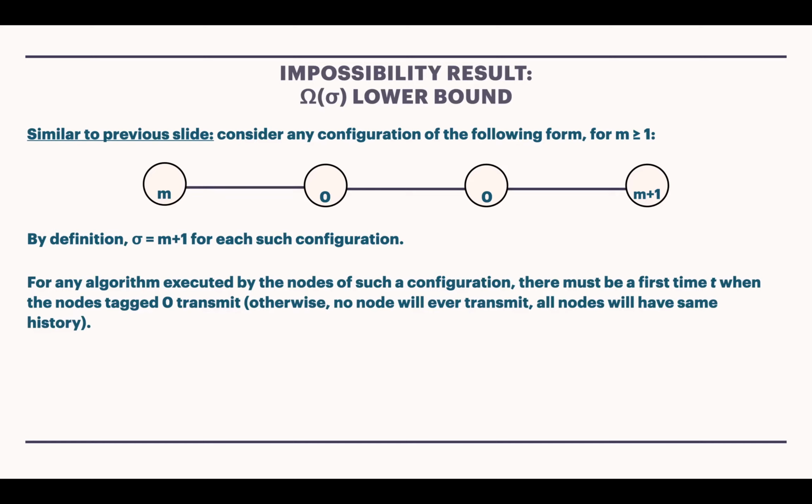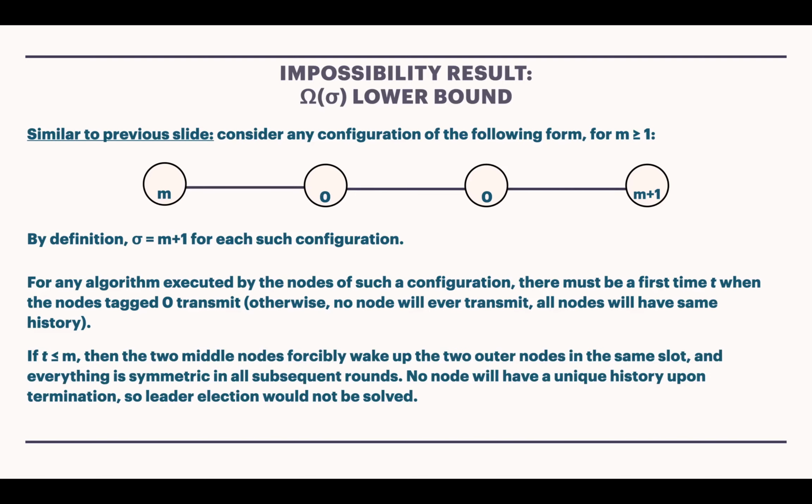Once again, as argued on the previous slide, there must be a first time t when these nodes with tag 0 in the middle of the network decide to transmit something, because otherwise nobody ever transmits and everyone has the same history. And what's the value of t? Well, if t is at most m, then we have a situation like I described on the previous slide, where the two outer nodes get forcibly woken up in the same round, and then there's complete symmetry. The two middle nodes have the same history, the two outer nodes are always going to have the same history, and so there can never be a unique leader in the network.